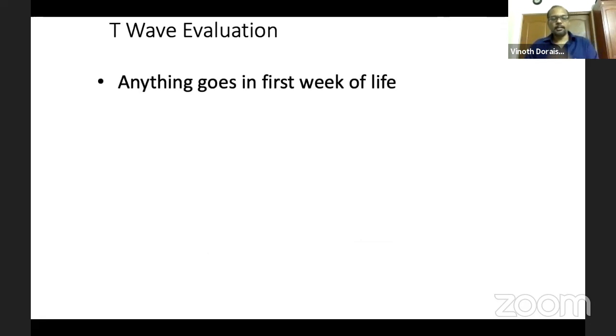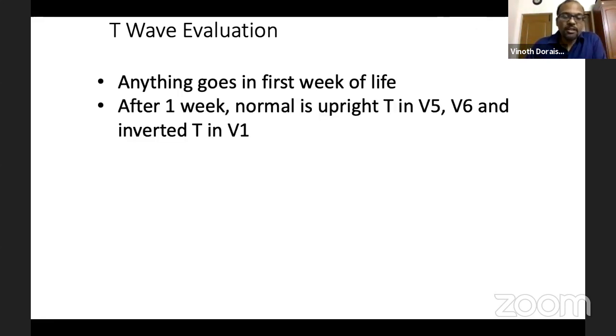So in the T wave evaluation, there's a way in which the T wave evolution goes. So when considering the T wave in V1, in the first week of life, usually the T wave will be upright, but sometimes it can also be inverted.